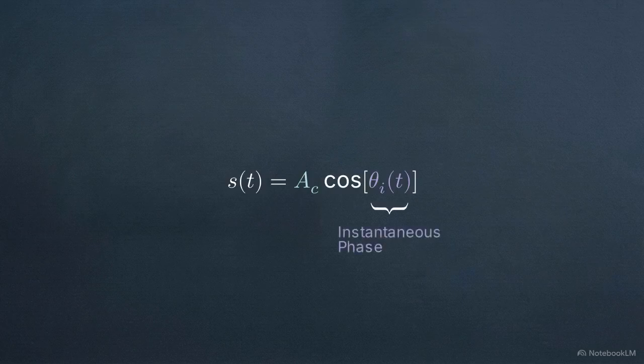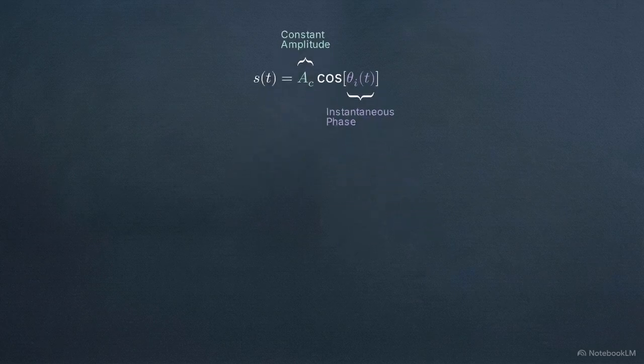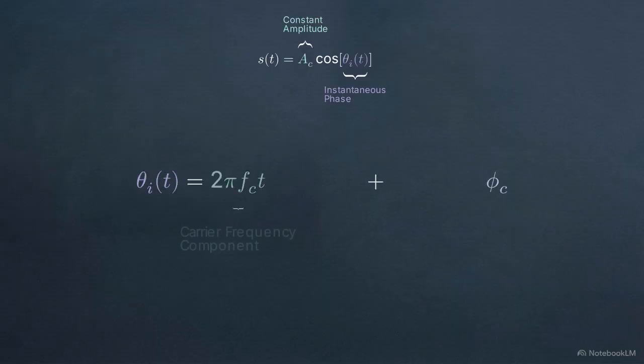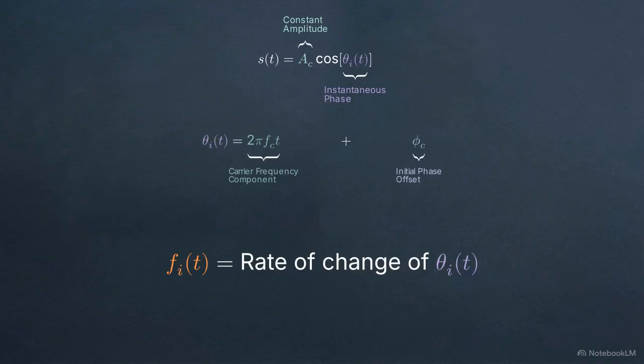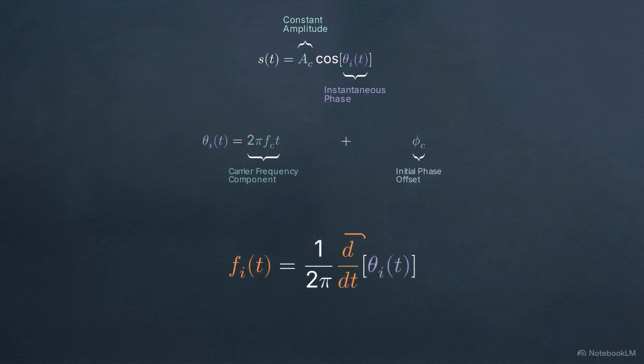integrity. Every angle-modulated wave is defined by the equation S of t equals AC times the cosine of the instantaneous phase, theta_i of t. For an unmodulated carrier, this phase is the sum of the carrier frequency component, 2 pi fc t, and the initial phase offset, phi c. The physical frequency of the wave, fi, is the rate of change of that instantaneous phase. Mathematically, it is the time derivative of the phase divided by 2 pi.